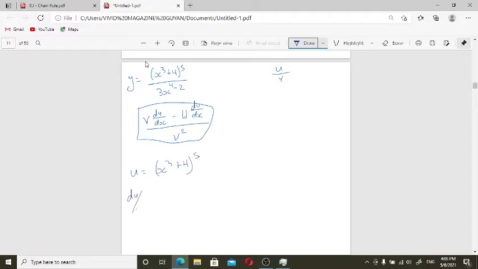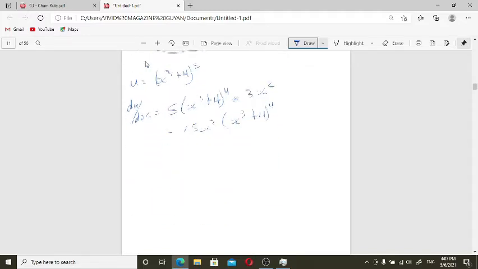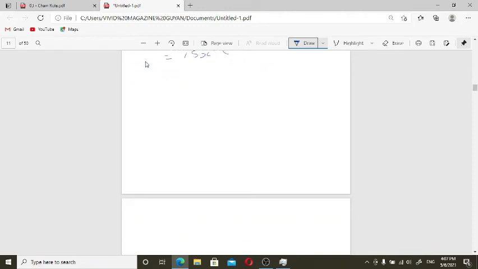Moving on, u is equal to x cubed plus 4 raised to the 5th. So du upon dx is equal to 5 times x cubed plus 4 raised to the 4th times 3x squared. So 5 times 3 is 15x squared times x cubed plus 4 raised to the 4th. This is exactly why I work these things out first, because if you have to work all this out during the problem, it's like, oh my gosh, why?